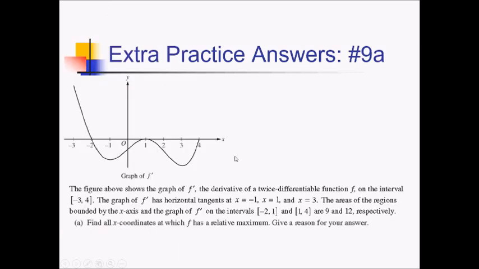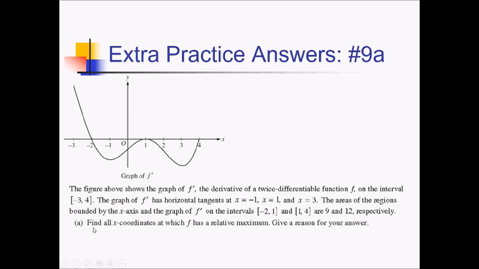For this free response, we're given the graph of f prime, and we're told that we have horizontal tangents at -1, 1, and 3, and they also gave us the area of the bounded regions, but we're not going to need that for this particular problem here.